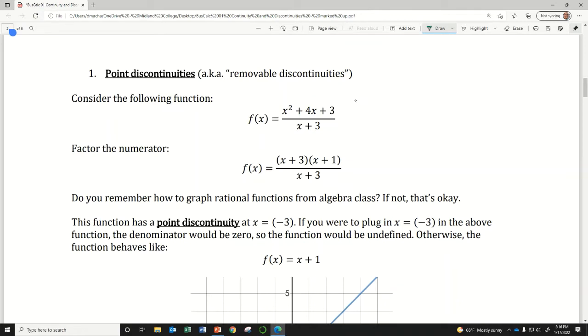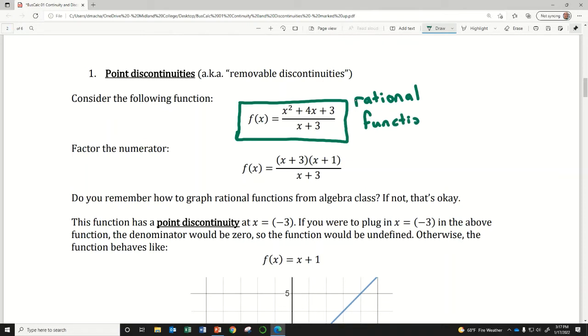Now let's consider the following function. f(x) is equal to (x squared plus 4x plus 3) over (x plus 3). This is what we would call a rational function. And it's a rational function because you see the word ratio. This function is a ratio of 2 polynomials. So in the numerator we have a quadratic polynomial, and in the denominator we have a linear polynomial. So it makes it a rational function.